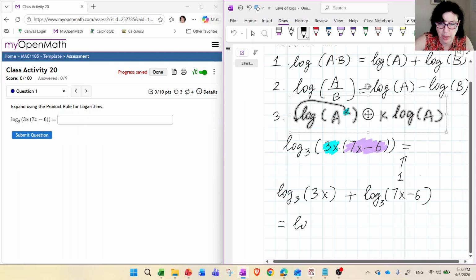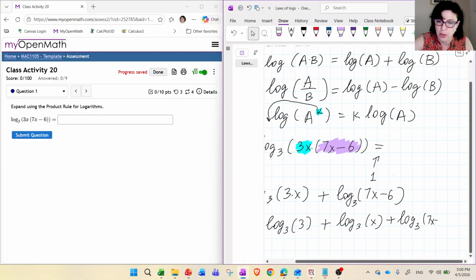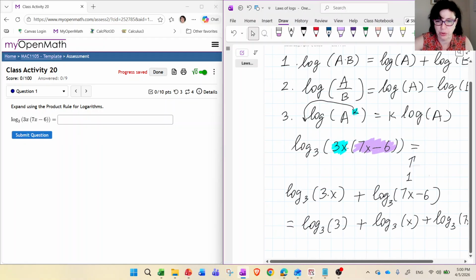So you're just going to say, okay, well, this is log with base 3 of 3, because you're multiplying two things, so you can split it, plus log with base 3 of x. And the other log just stays the same, so that's log with base 3 of 7x minus 6. You cannot do anything with that one, it just has to stay.